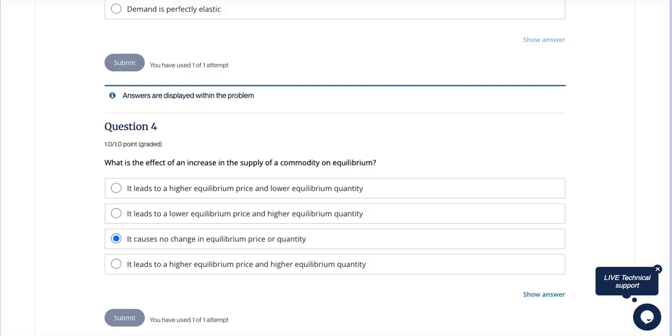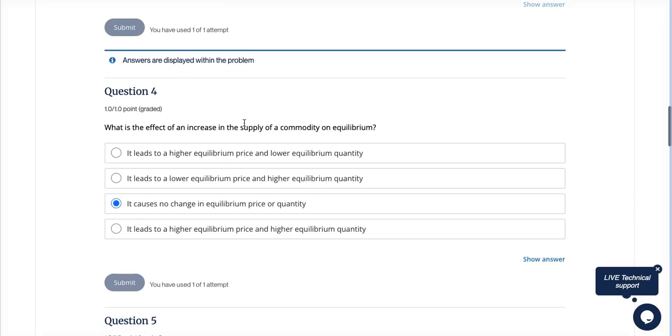Next question: what is the effect of an increase in the supply of a commodity on equilibrium?